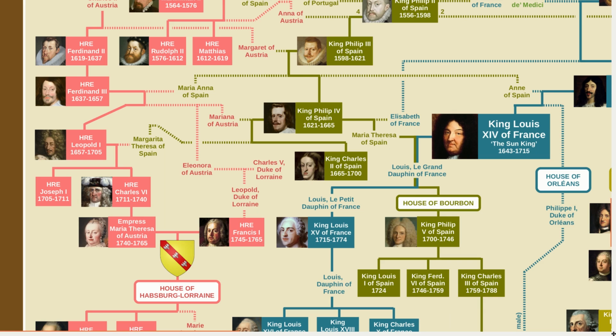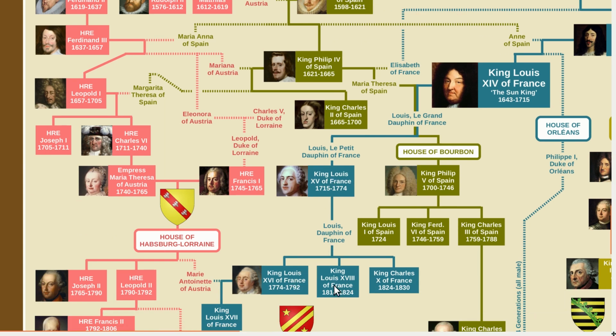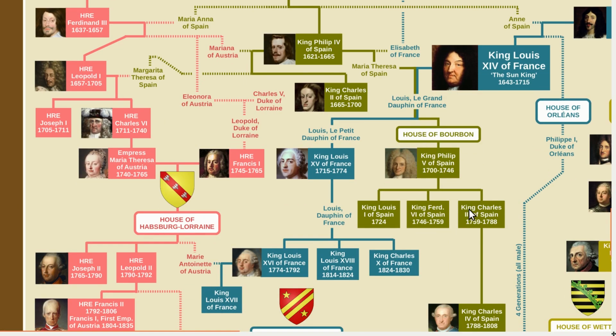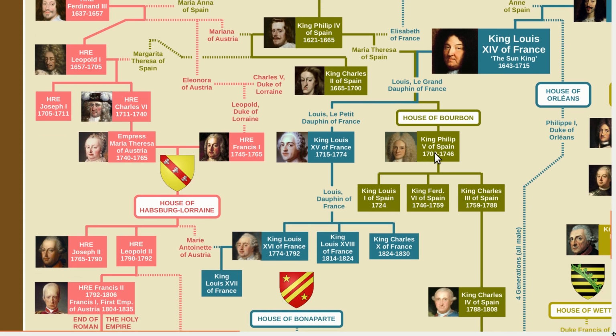But because the powers in Europe at the time didn't want a single king for both France and Spain, what they ended up coming up with is a plan whereby the oldest grandson here of Louis XIV, the line would go through him to Louis XV of France, and the kings of France would go from this line, and the younger son, Philip, would inherit the throne of Spain. And so then the Spanish kings would then continue through him.